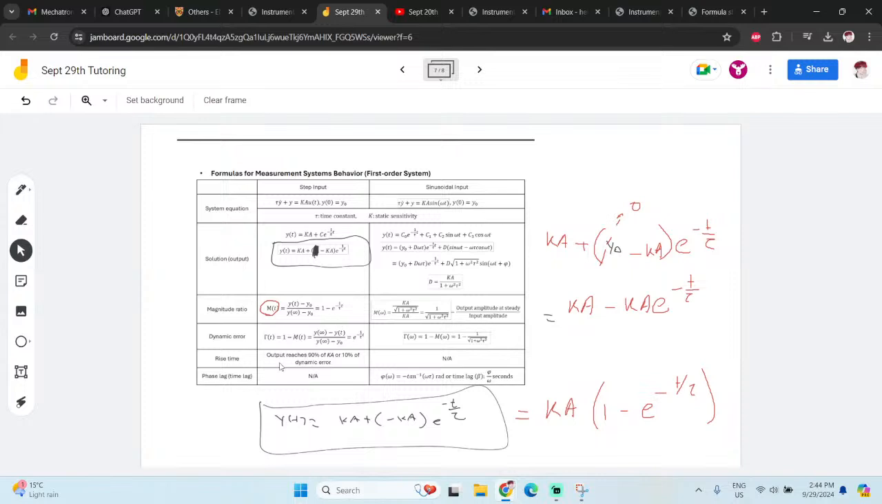I assumed it was just the dynamic error minus 1. No, it's not in terms of dynamic error. I think usually it's output amplitude at steady over input amplitude. Yeah, so that is the amplitude ratio, right? And that amplitude will also correspond to the time ratio, right? Yeah, so that's why you can substitute like that.